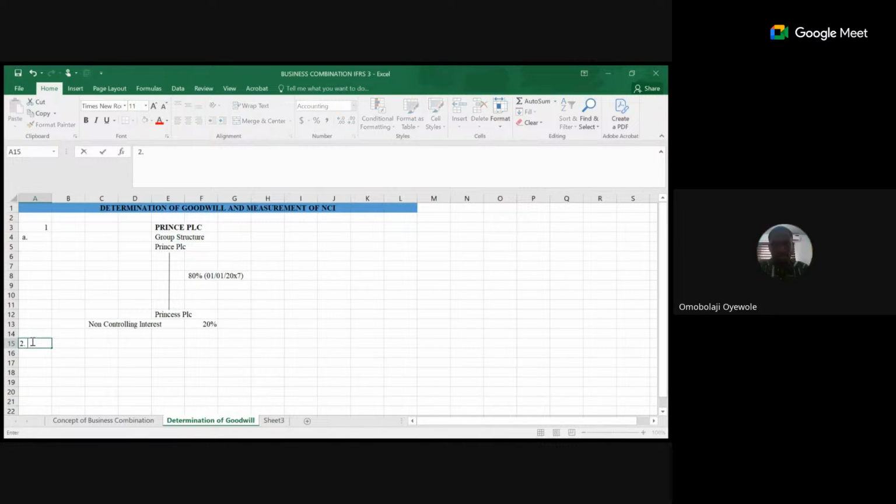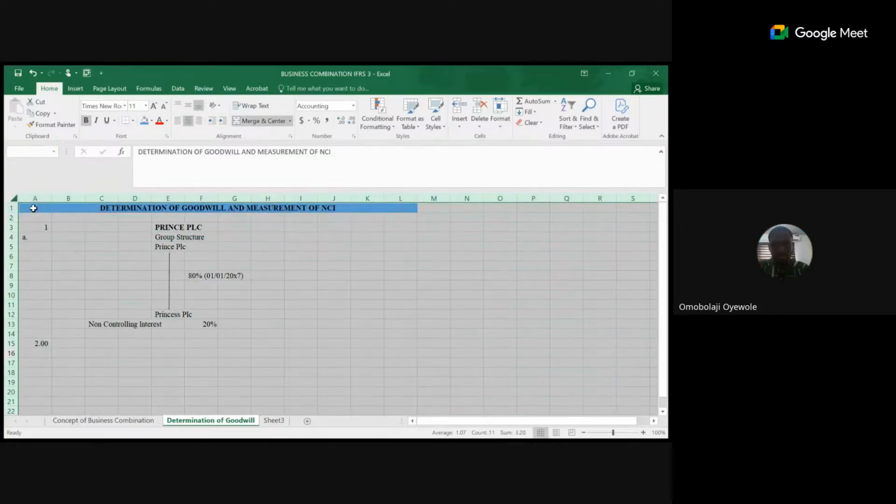So the second requirement now is determination of what? Goodwill. Determination of goodwill. They asked us to determine goodwill.